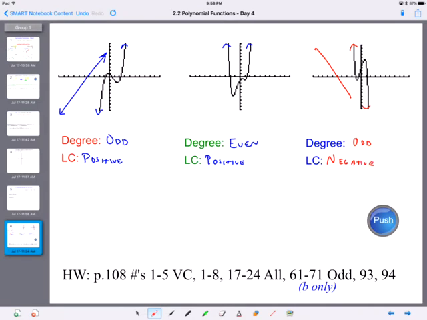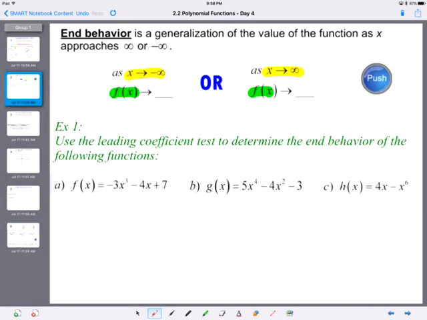And so that's how you can identify, just by looking at the graph, what it is that you know about the polynomial function. And it works both ways. If you know what the function is, what's the end behavior, what does it look like?